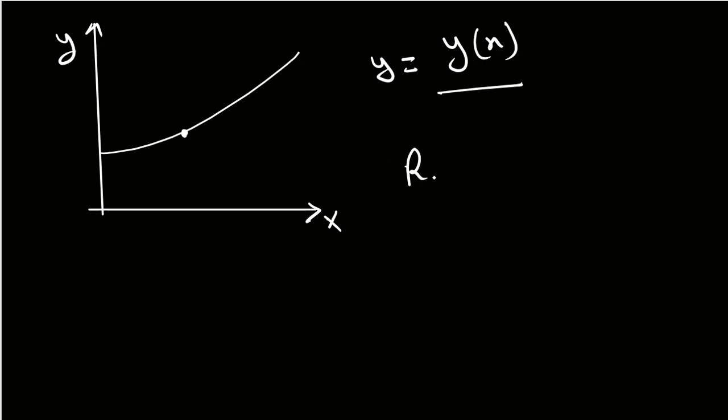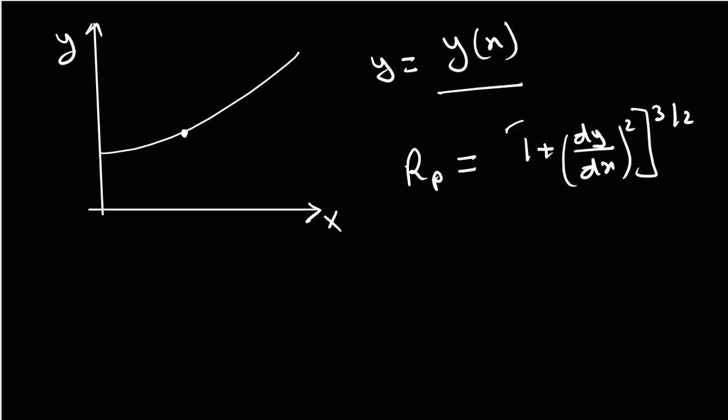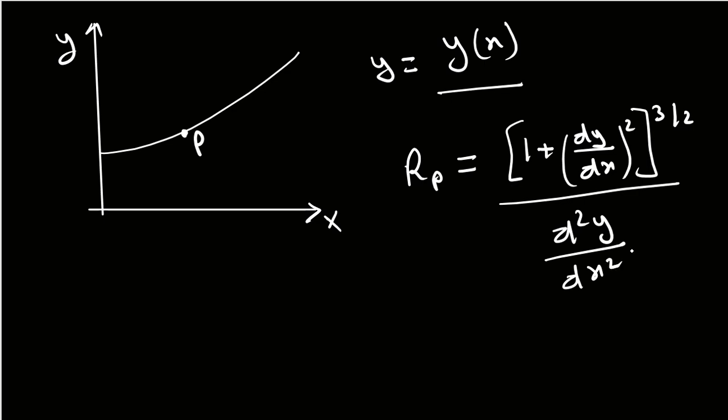the radius of curvature at any point P will be written as (1 plus (dy/dx) whole square) whole to the power 3/2, divided by d square y by dx square, the second differentiation of this function with respect to x. This is the radius of curvature at this point P. When we put the values of dy/dx and d square y/dx square, we'll get this value. So these two things we are going to use in this question.